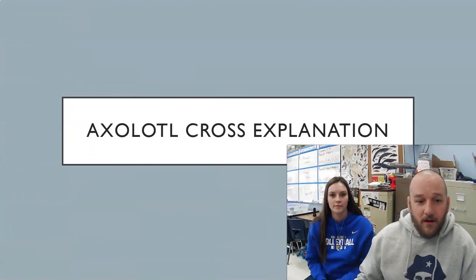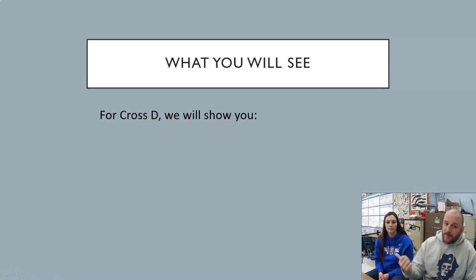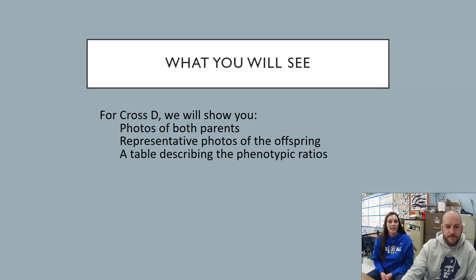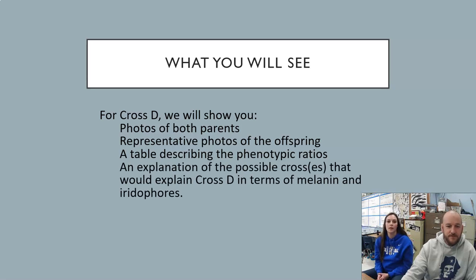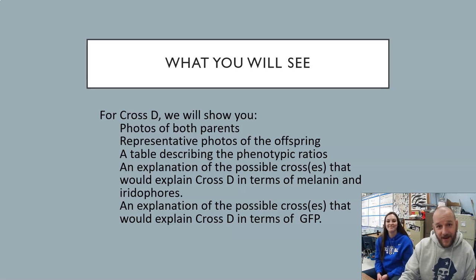So, all right, let's go ahead and talk about what you're expected to do. For cross D, we're going to show you a couple different things. We're going to show you photos of both parents, representative photos of the offspring, a table that describes the ratios of the phenotypes for our offspring, an explanation of the possible crosses that would explain cross D in terms of melanin and iridophores, and then also we're going to look at GFP and do the same thing. So we know you're excited, and we are too.